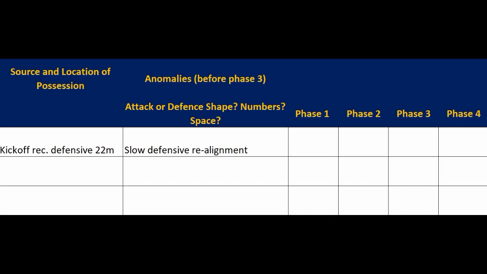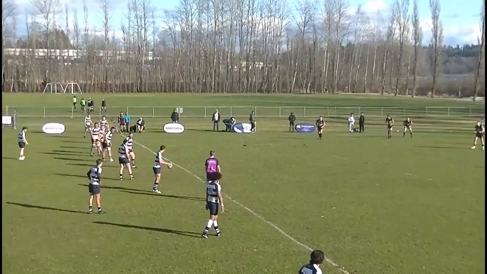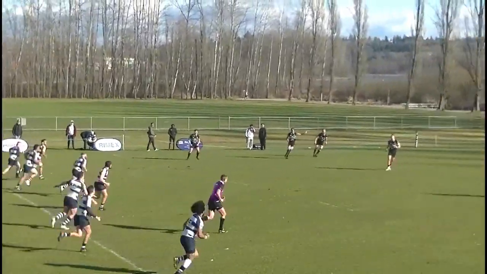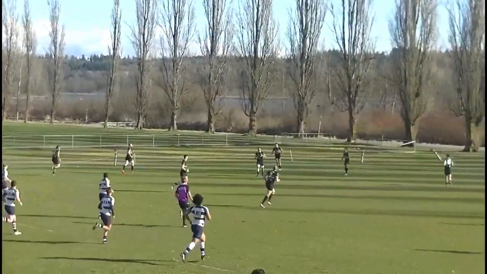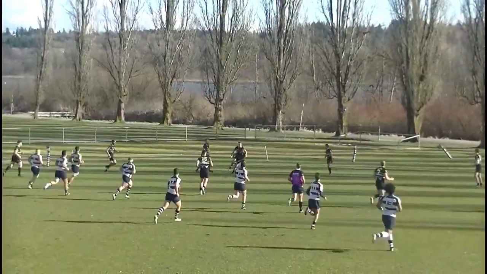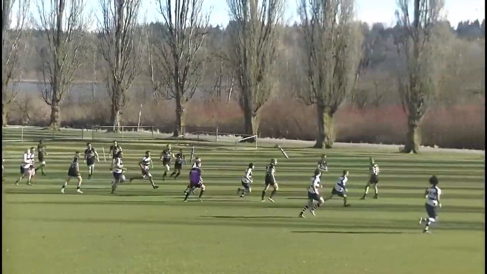Our next example is a kickoff received in the defensive 22-meter area, this time with the defensive anomaly of slow defensive realignment. The ball is kicked off to the left with the majority of the forwards on the left-hand side of the field trapped inside the 15-meter zone.